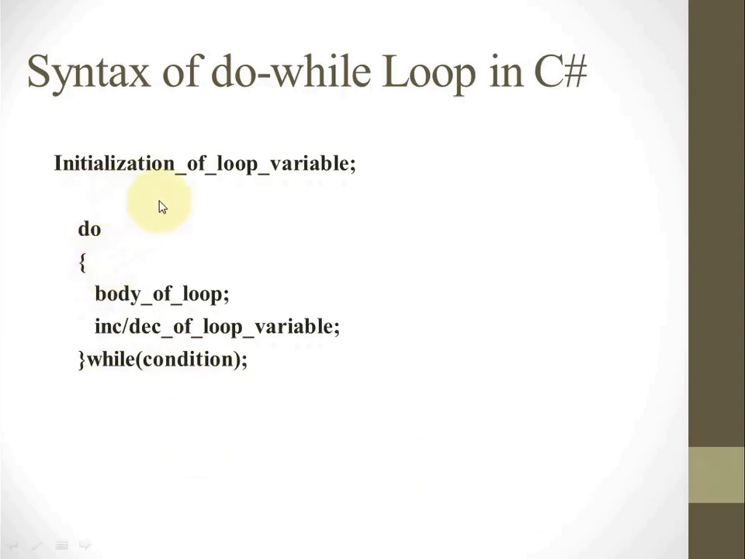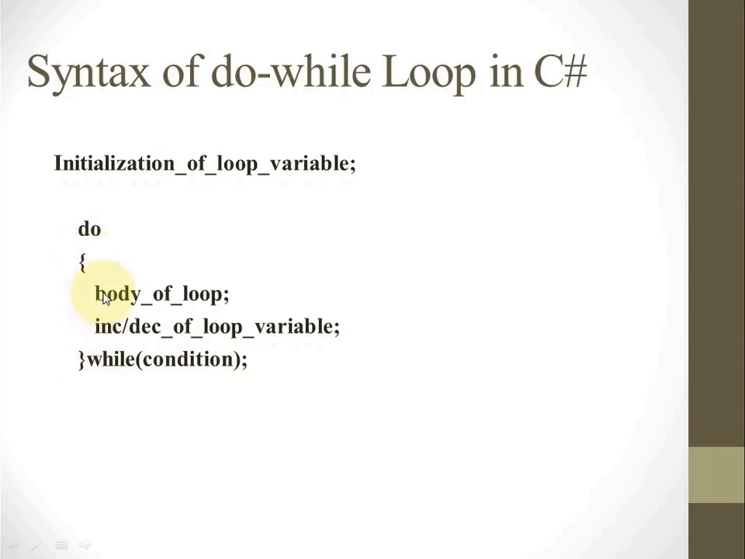first the initialization will be done, then the condition will be checked. If the condition is true, then the body will be executed. But in the do while loop there is a small difference: first we will be initializing, then the body will be executed, and at the end the condition will be checked. If it is true, then it will go back to the start of the body. But if it is false, then it will exit. But the first time the loop body will be executed.